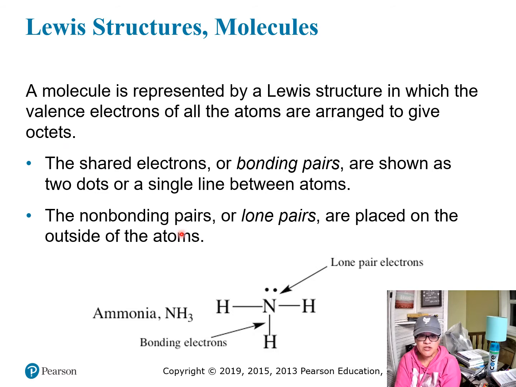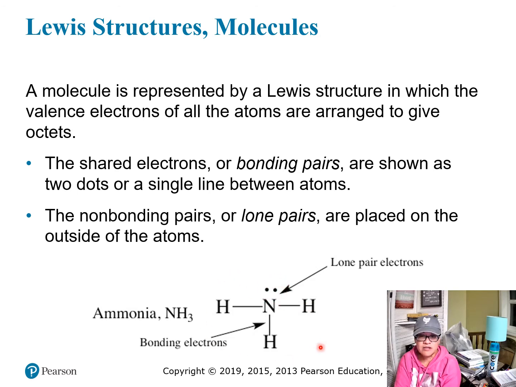This is how we draw Lewis structures. So in this one, we are showing that we have bonding pairs in this ammonium. So this N is bonding to the H, and they're sharing a pair of electrons. Same with this, they're sharing a pair and they're sharing a pair. And then here we have lone electrons.